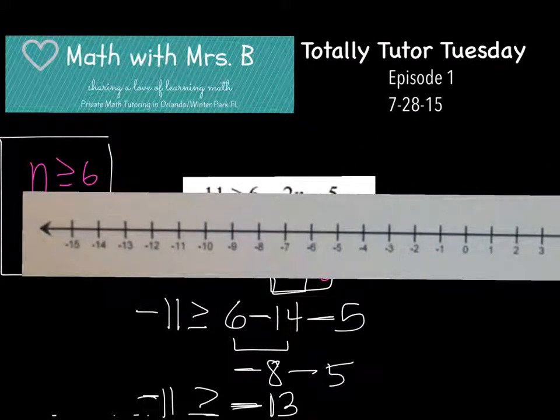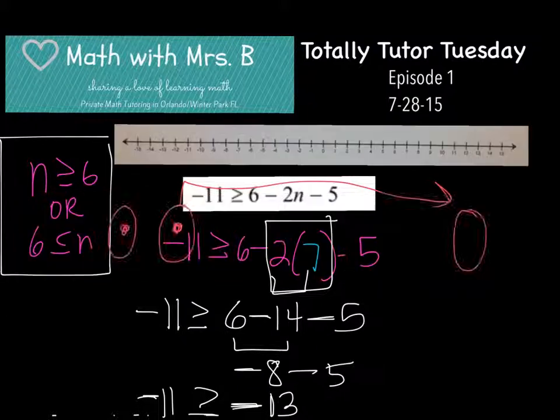All right, so here's 0. Here's negative 11 right there. Here's negative 13 right there. The closer to 0 you are, the larger you are. So it looks like negative 13 is indeed smaller than negative 11. So our answer actually worked. We plugged in a value that was larger than or equal to 6, and it worked. So now what I want to do is graph our answer. Let's go ahead and do that.